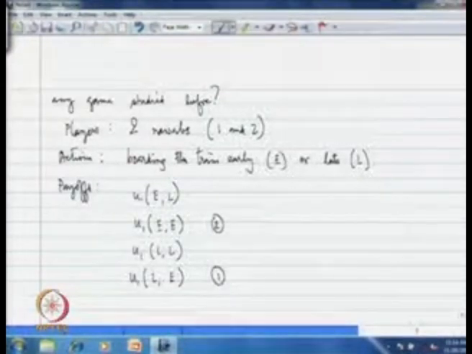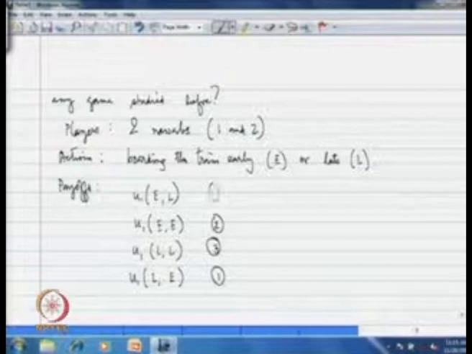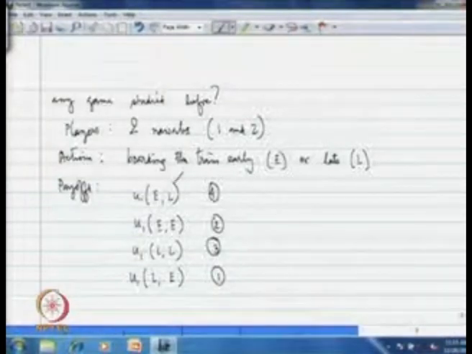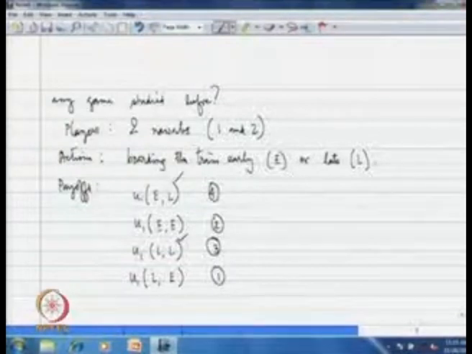Third one could be both of them choosing late, in which case the train leaves the station and none of them can board the train. And the fourth one, which is the worst possible for player 1, is that he has boarded the train early and the other Nawab has boarded the train late. Out of courtesy, he considers this even worse than both of them missing the train altogether. Because in the latter case, at least I have shown courtesy to the other player. So, that is considered very worthwhile.